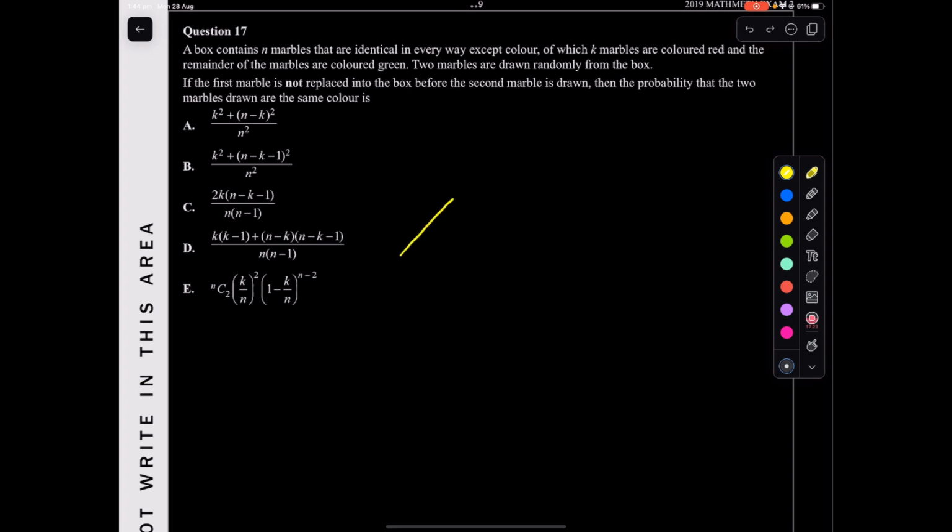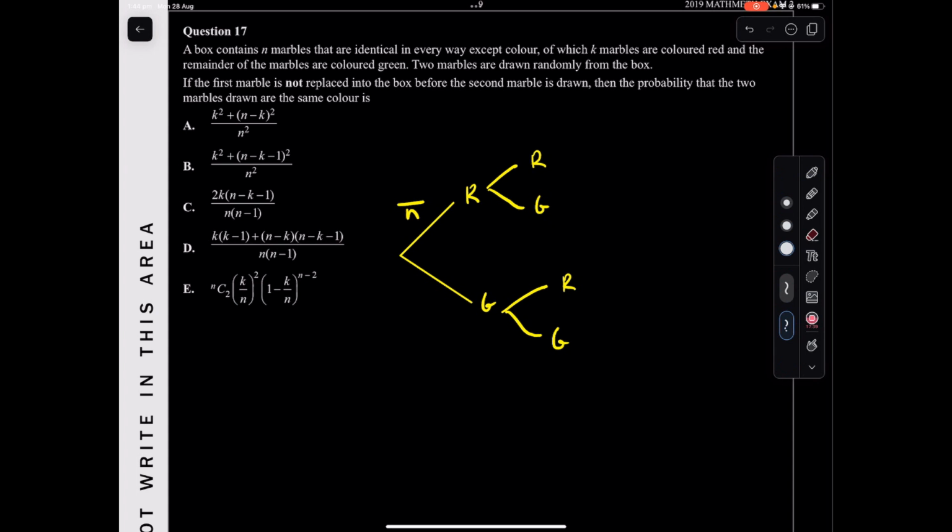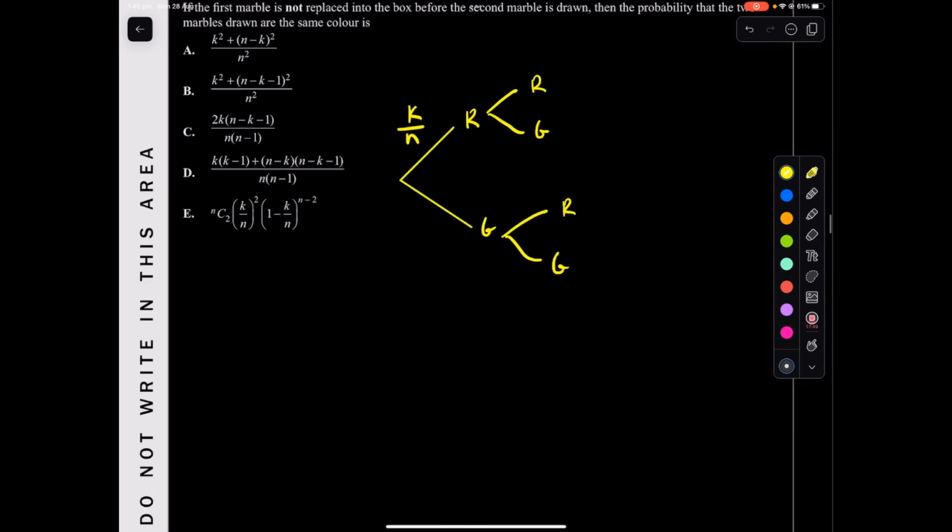Okay, I'm going to draw a tree diagram for this. So we have what colors? Red and green. Red, green. Red, green. And the box contains n, so the total is n, and of which k marbles are red, so k marbles. Okay, k marbles are red, so it'll be k over n for this one. And to find this, it's just 1 minus k over n, which is n minus k all over n. Perfect.